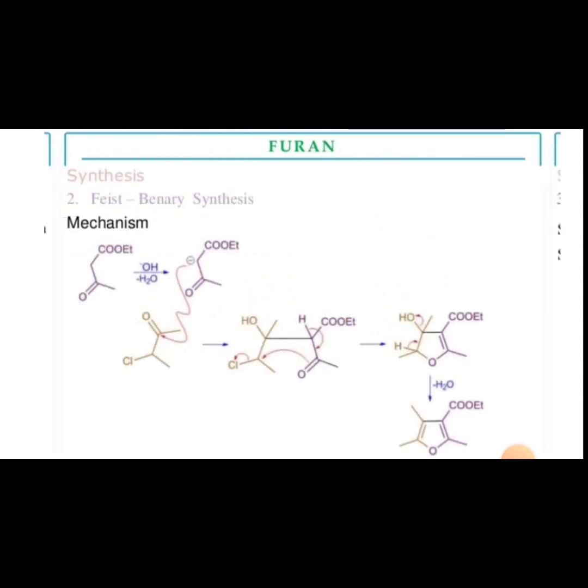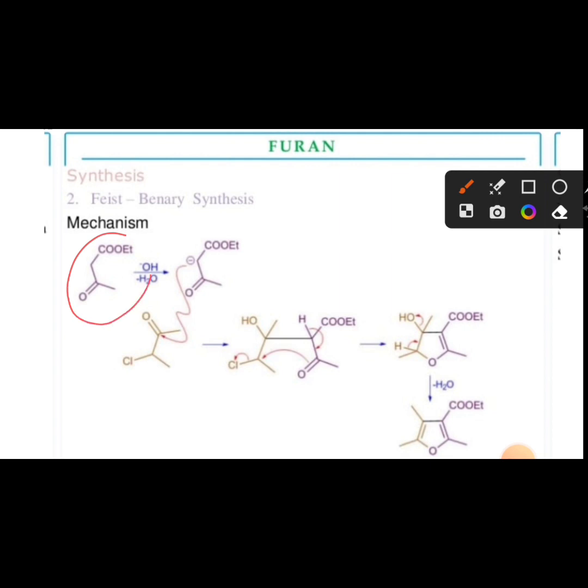Now see the mechanism of Feist-Benary synthesis. Here one reactant is present in presence of minus OH, this H plus is abstracted here, and a negative charge is present. This negative charge attacks this carbonyl carbon and gives this structure. Minus H plus here, O minus attacks here, and chlorine is the leaving group. In the next step, 5-membered ring formation, minus H2O is the leaving group, and the final product is formed.